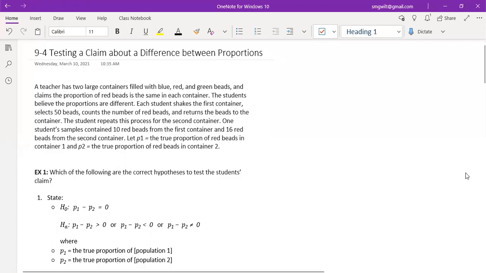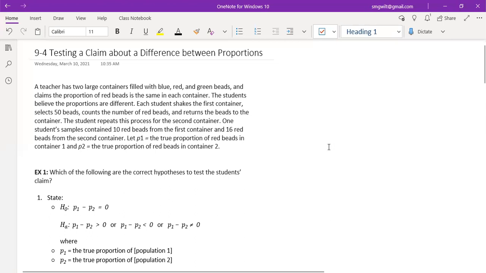In this video, I'm going to go over chapter 9, section 4, which is testing a claim about a difference between proportions. So we're going to use the example below to go through each of the 4 steps of doing this lesson, which is essentially the same ones you've been doing since we've talked about confidence intervals, but we do get a new formula here for checking the large counts condition in step 2.